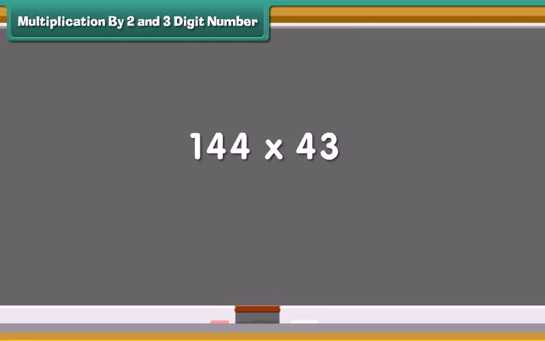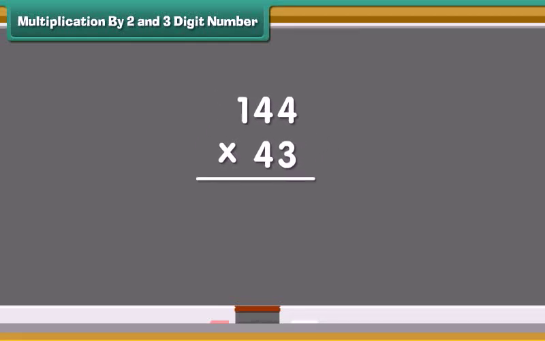Let us multiply 144 by 43. Start multiplication from ones place. 3 times 4 are 12. Write 2 in the ones place and carry the 1 forward to the tens place. Multiply 3 with the number on tens place, that is, 4, equals 12, and add 1 which was carried forward, equal to 13. Write 3 in the tens place and carry the 1 forward to the hundreds place.